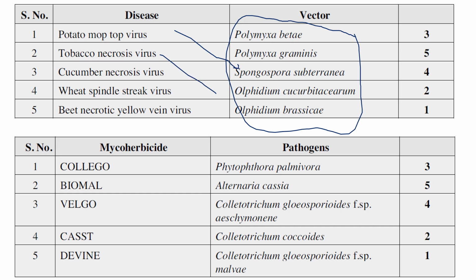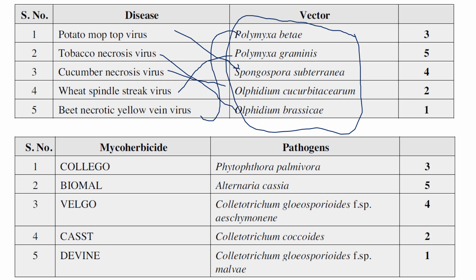Tobacco necrosis virus is transmitted by Olpidium brassicae. Cucumber necrosis is transmitted by Olpidium cucurbitacearum. Wheat spindle streak is transmitted by Polymyxa graminis. Beet necrotic yellow vein is transmitted by Polymyxa betae. All are fungal species only.